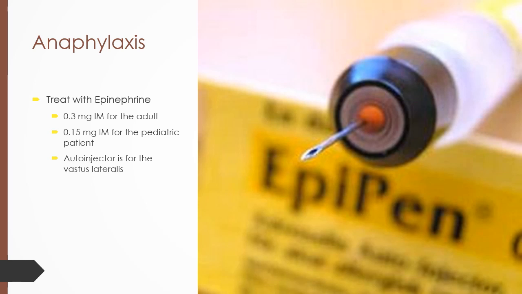EpiPens come with a trainer, so they usually come in a 2-pack with a trainer. And the big thing that we want to do is provide the patient or the parent or the provider education on the use and the signs and symptoms of a reaction, and to practice with it. So you really want to encourage them to take out the trainer, not the EpiPen itself, and to practice with it. So if the time comes to use it, they feel empowered and comfortable triggering the device.